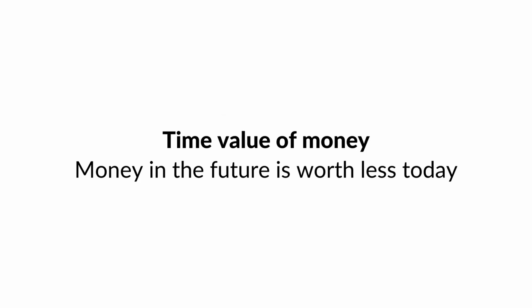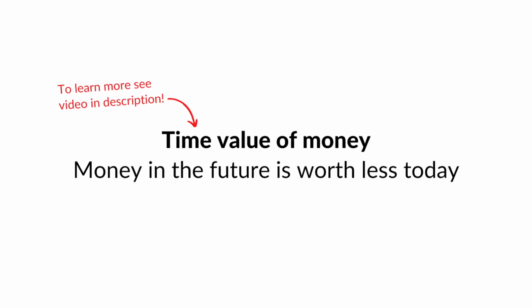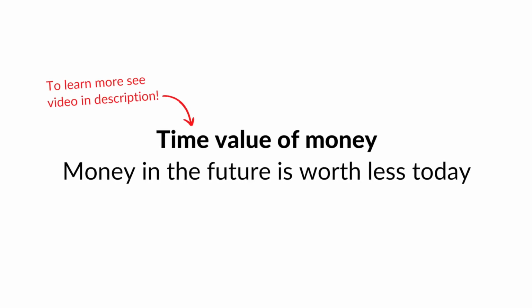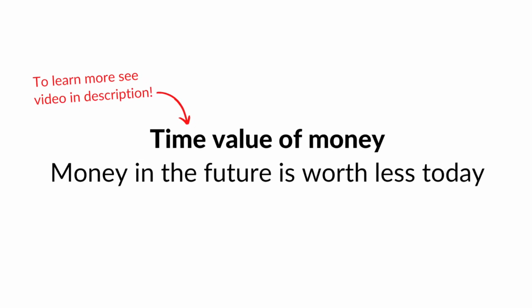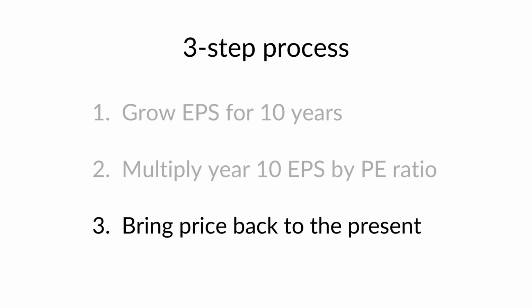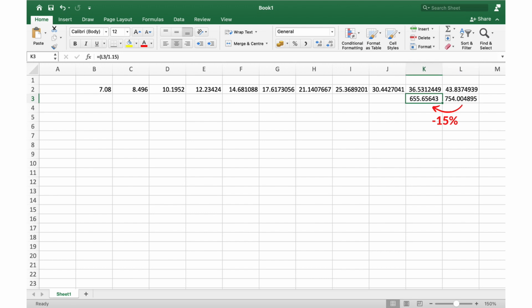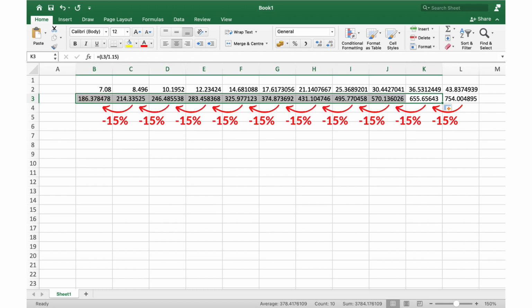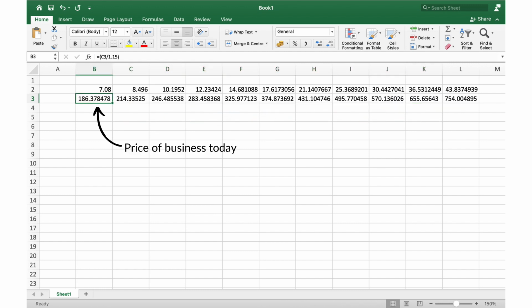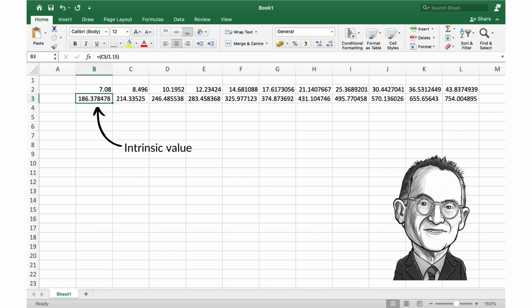Well, to work this out, we need to use the concept time value of money. It is the idea that money in the future is worth less now. So now we need to bring that price back to the present. We need to reduce it by 15%. It is the required rate of return recommended by Phil Town. And we need to do this 10 times to bring it back to 2022. That becomes the intrinsic value, $186.